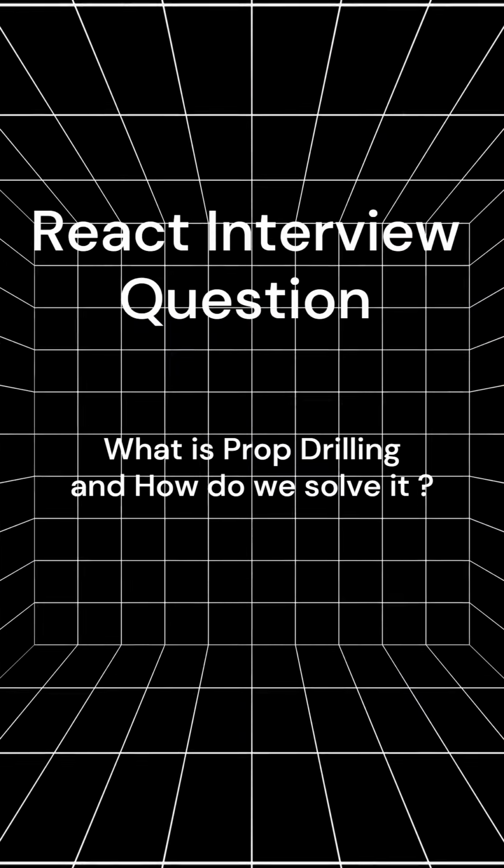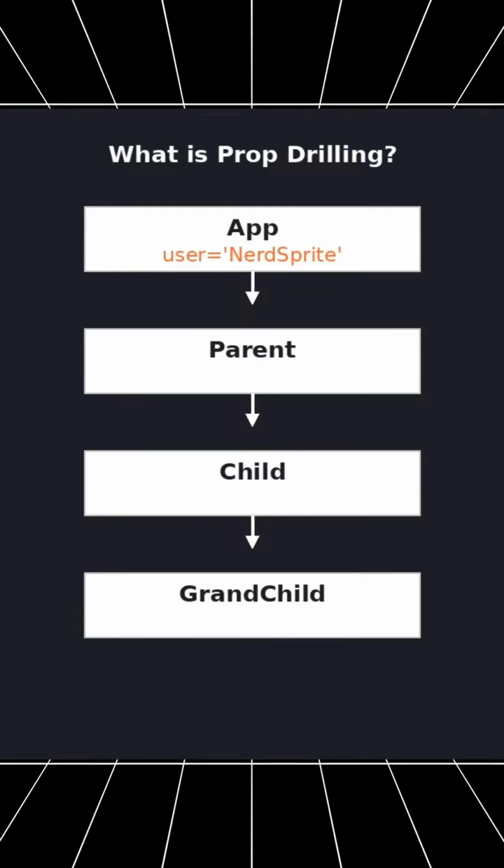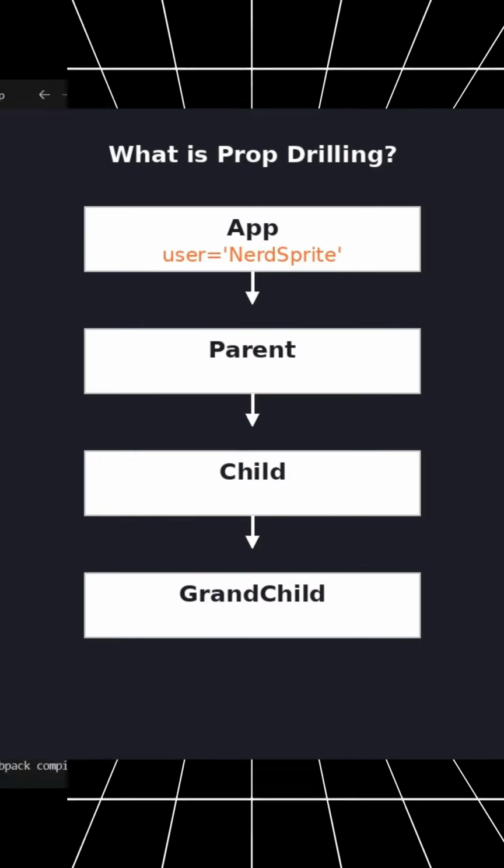React interview question. What is prop drilling and how do we solve it? Prop drilling happens when you pass data through multiple layers of components, even if the intermediate ones don't use it. Let's see it in our code.